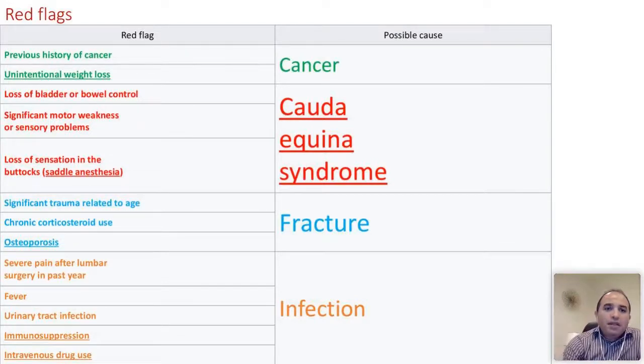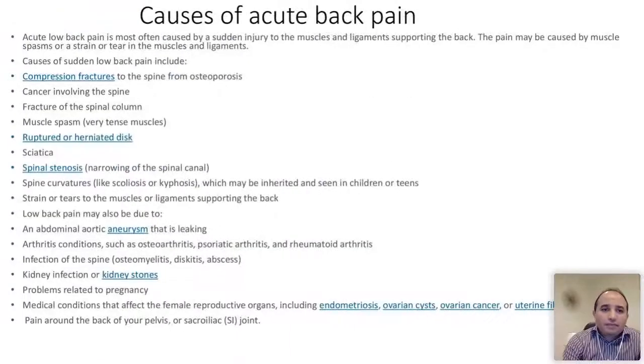أوكي باقي الريد فلاجز لو في فراكتشر في اللامبر سباين، وده اللي عندهم أوستيوبوروسيس، أو الناس اللي بتاخد كورتيكوستيرويدز for long time، أو لو patient عنده history of cancer or unintentional weight loss. كمان لو في patient عنده possibility of infection like patient has fever, patient has urinary tract infection, immunosuppression, intravenous drug abuse. All these patients have to worry about the back pain. It's not a simple back pain. These are all red flags.